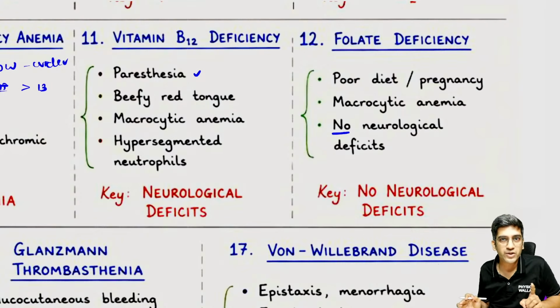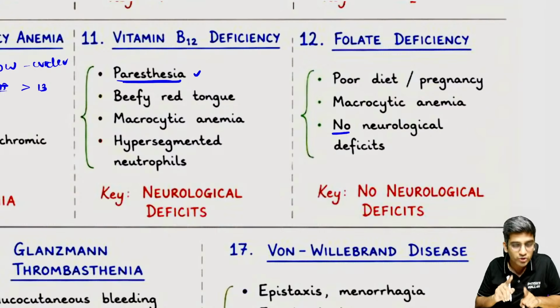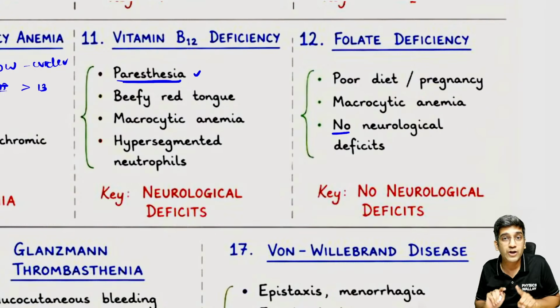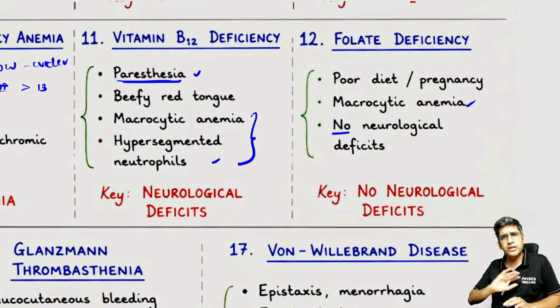A reasoning why question. Can anyone comment why there are no neurological defects in folate and why do we have paresthesias or subacute degeneration of the spinal cord in case of vitamin B12? Anyone? Okay. This is a very important clue to differentiate between the two causes of megaloblastic anemia. Rest of them is common for both. Macrocytic anemia, hypersegmented neutrophils are common for both, right?